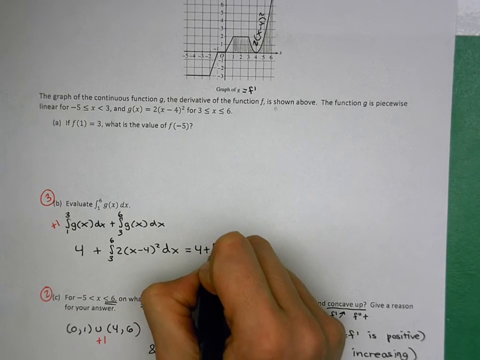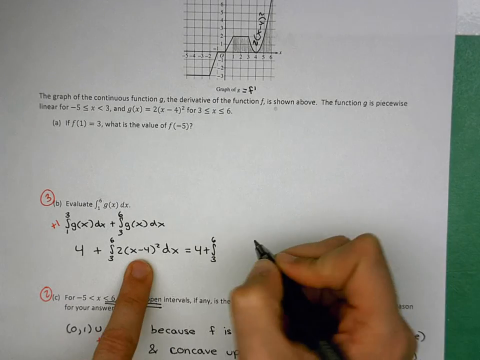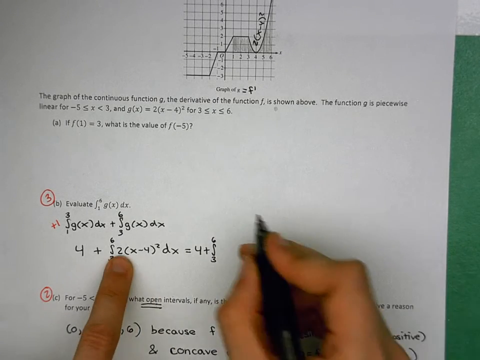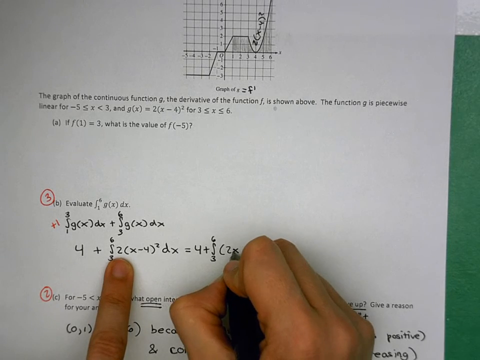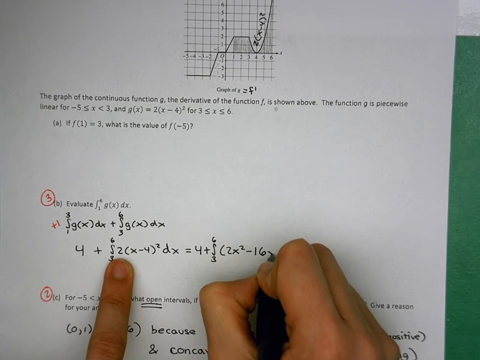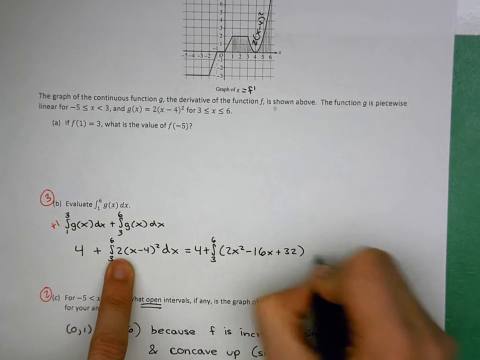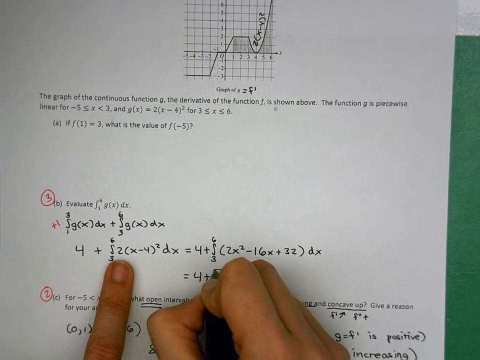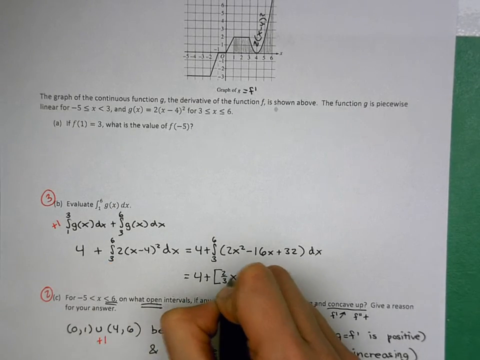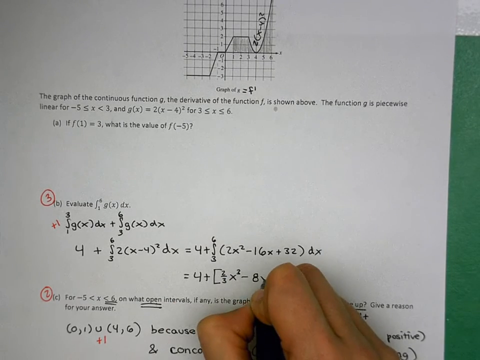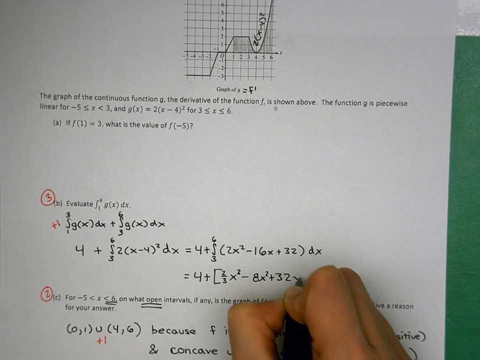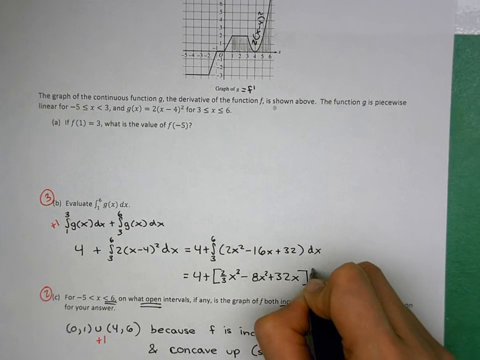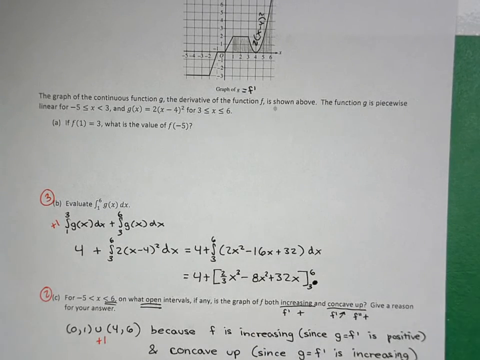So again, if I FOILed this, x squared minus 8x plus 16, distributing the 2 would be 2x squared minus 16x plus 32. And then integrating would be 2/3 x cubed minus 8x squared plus 32x. Okay, that antiderivative is a point.